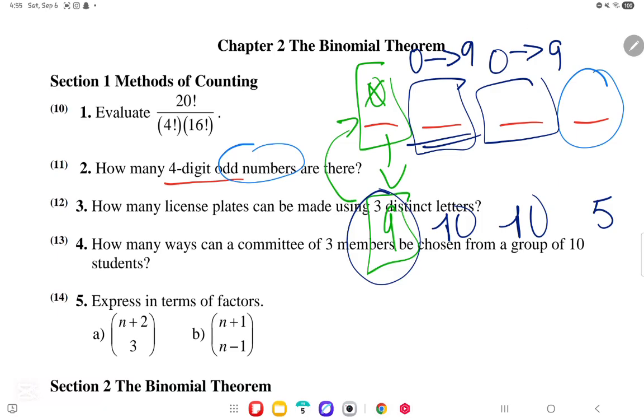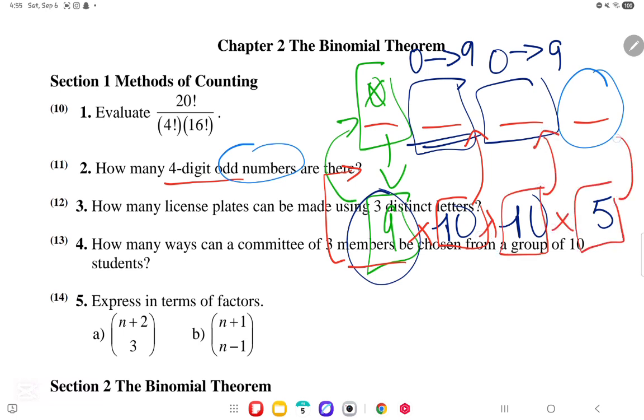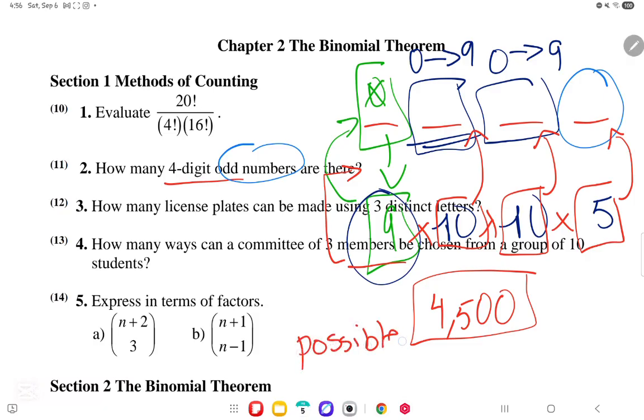Please excuse me one second. My bad. We have 9 possible numbers that can be placed in the first one, multiplied by 10 possible in the second one, multiplied by 10 possible in the third one, multiplied by 5 possible in the last one. So multiply everything together, 9 times 10 times 10 times 5, and you're supposed to get an answer, which is what? Which is 4,500. So we have 4,500 possible 4-digit odd numbers. Okay, so that is it for question number 2.